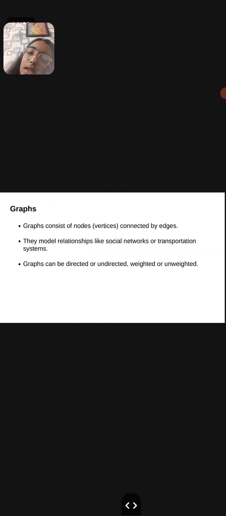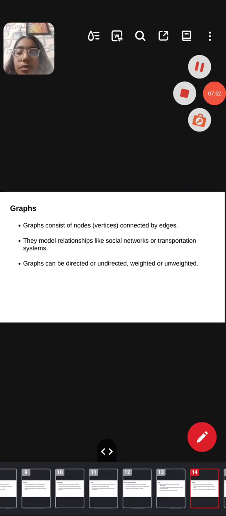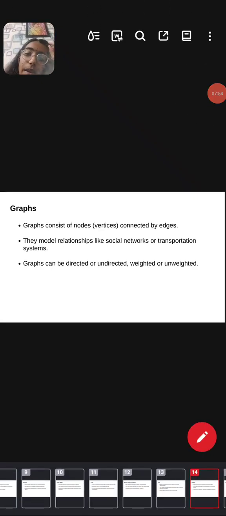Graphs. Graphs consist of nodes, which are vertices, connected by edges. They model relationships like social networks or transportation systems. Graphs can be directed or undirected, and weighted or unweighted.